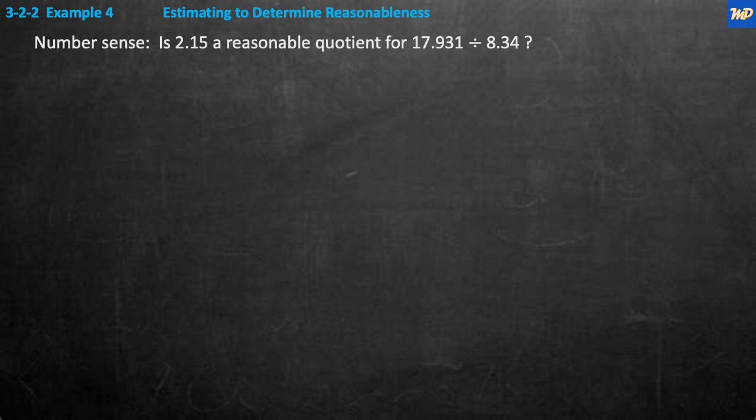Let's find out. If we round the divisor, 8.34, to 8, I'm just taking a guess at this point, and then something that 8 is divisible into, over here we're going to get 17.9. If we round it down to 16, 8 is going to go into 16 how many times? It's going to go into it 2 times. And if we go over here, with an estimate of 2, is 2.15 reasonable? I'm going to say yes. The answer is going to be yes.